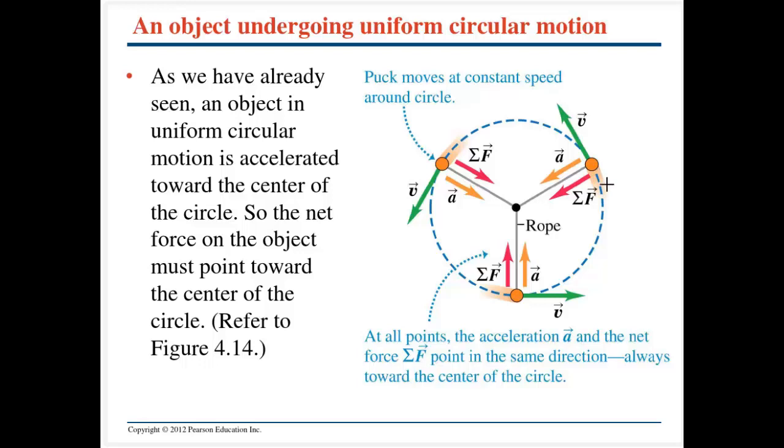Now we've already talked about circular motion a little bit. If we have an object that is going around in a circle, it has a velocity that is perpendicular, or that is tangential to the motion of that circle. So at any given point we can write our velocity like that.